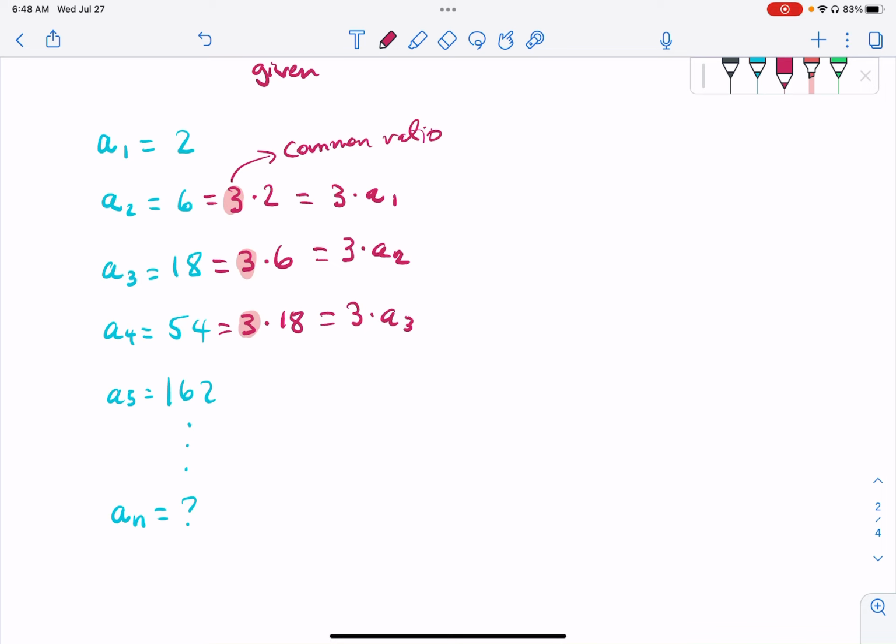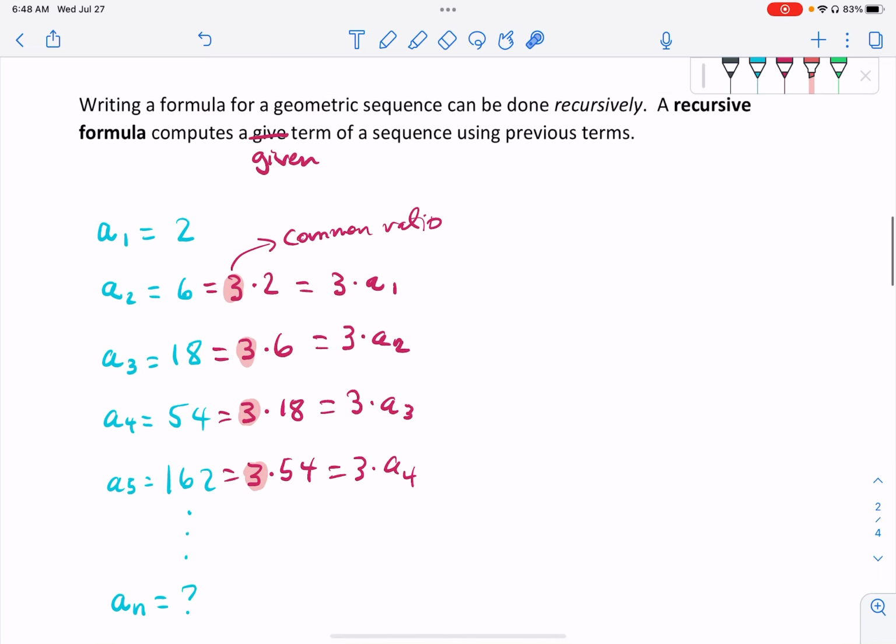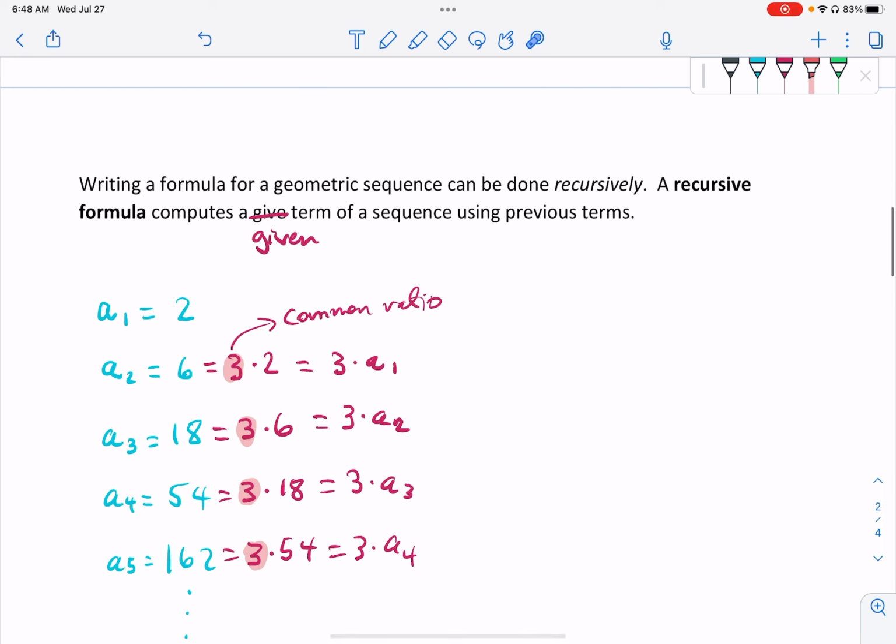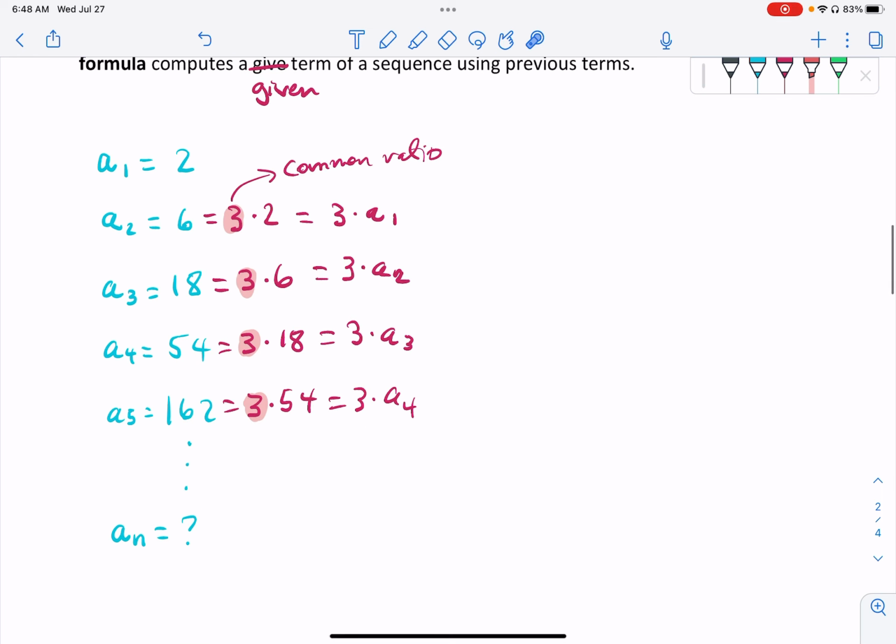Can you see where this is going? The 162. What was that? That's 3 times 54, which is the previous term. 3, common ratio. 54 is a sub 4. All right, so if we try to generalize this, we're going to get this thing that's called a recursive formula, which is going to be based on the term that came before it.